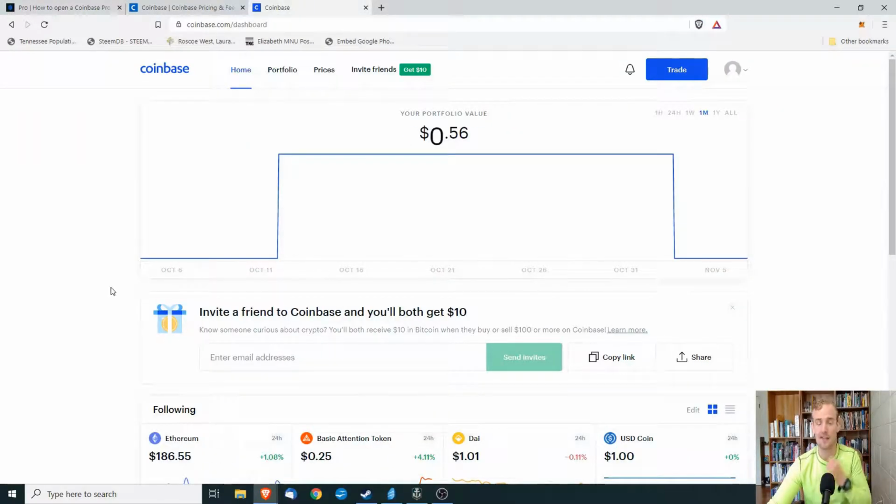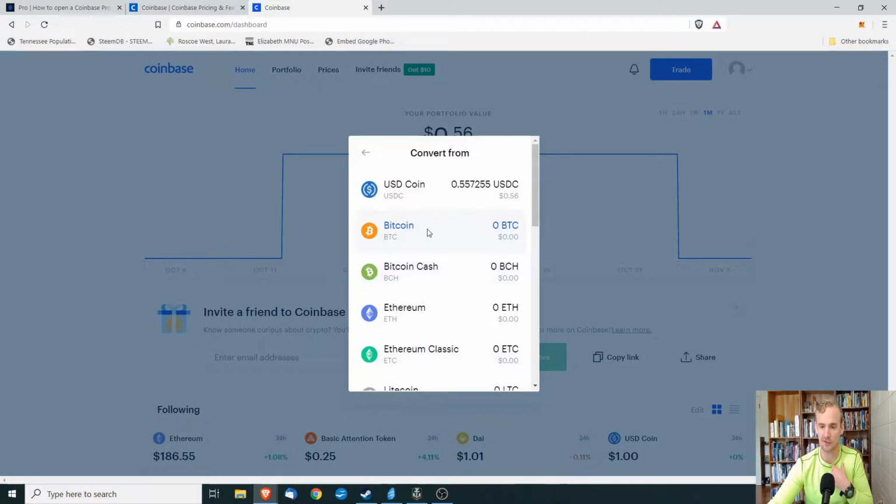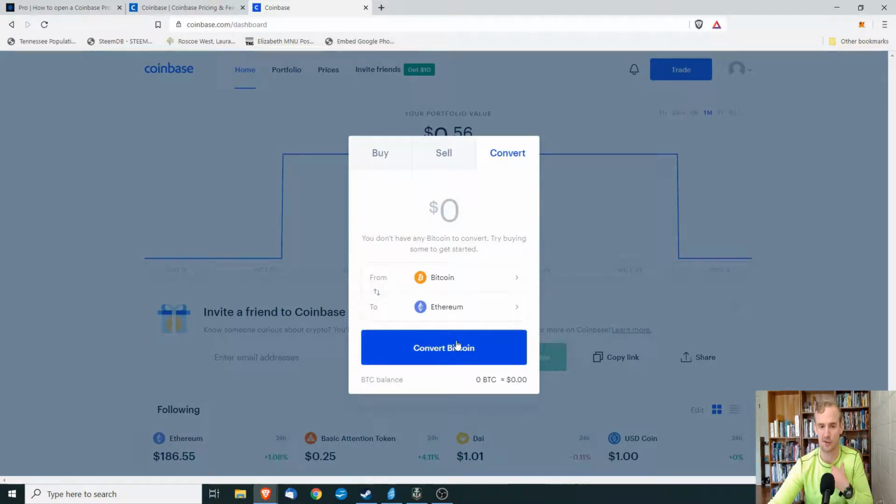Now, Coinbase is one of the most widely used exchanges, so today's tutorial is going to be focused on using Coinbase and its companion site, Coinbase Pro. So let's start right off with Coinbase. If you have a Coinbase account, you can buy, trade, and convert cryptocurrency. So we can go to convert, and we can simply select Bitcoin to Ethereum or whatever we want to convert. Now, this is a workable option.